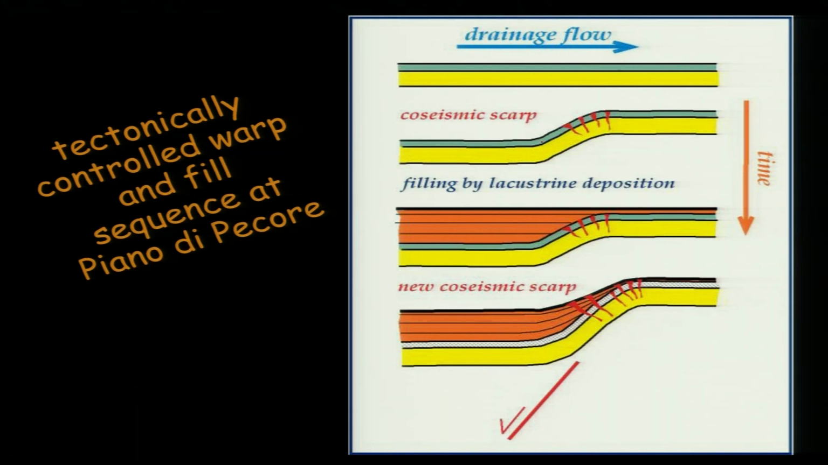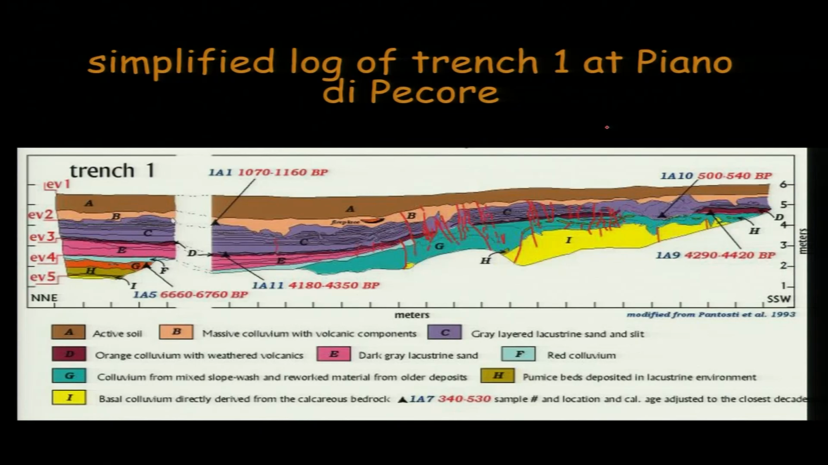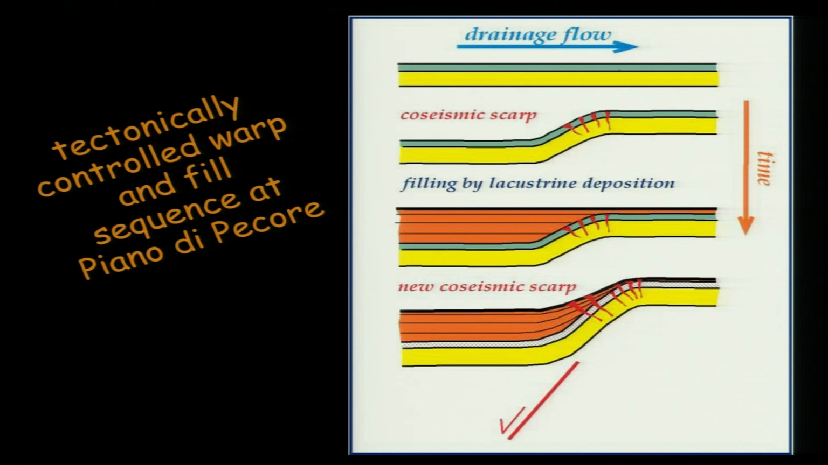Whenever there is a co-seismic rupture, you will have extensional cracks forming here, or the displacement you will be able to see, as has been shown here, and that will help you in identifying subsequent events.